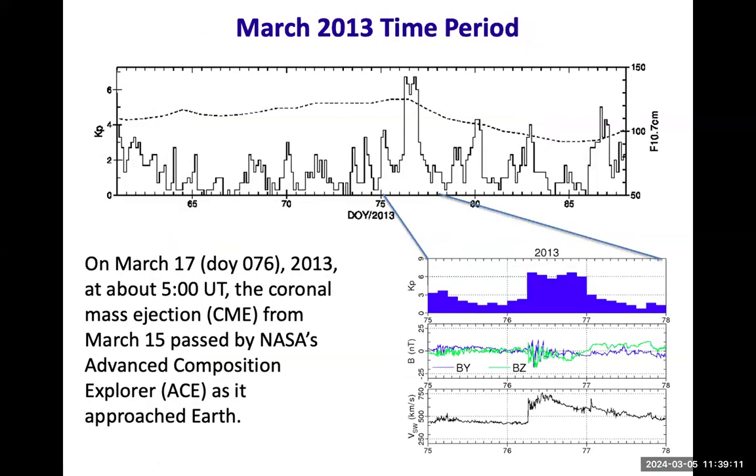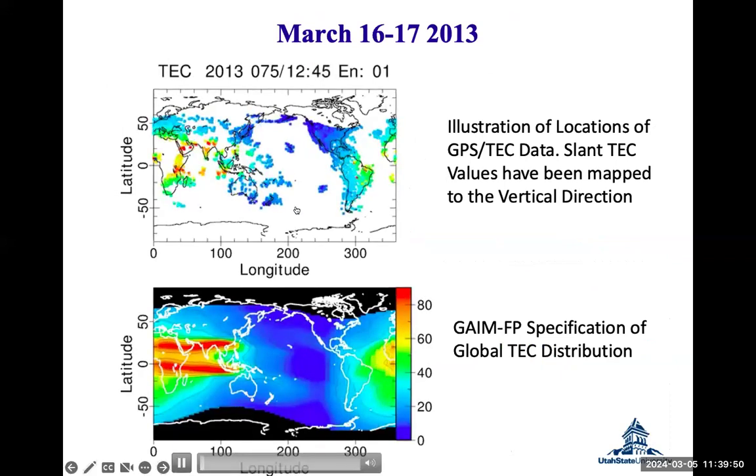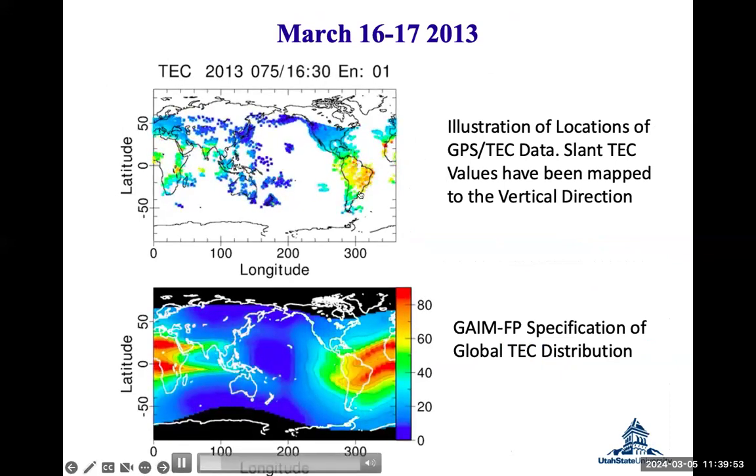Now, let me show you another example. This is now during a storm, the St. Patrick's Day storm of 2013. That was a CME event that occurred on March 17th, of course. Two days earlier, it passed the ACE satellite and had a large effect here on day 75 and day 76 of the year, so March 13th, and this shows you a movie of the observation.